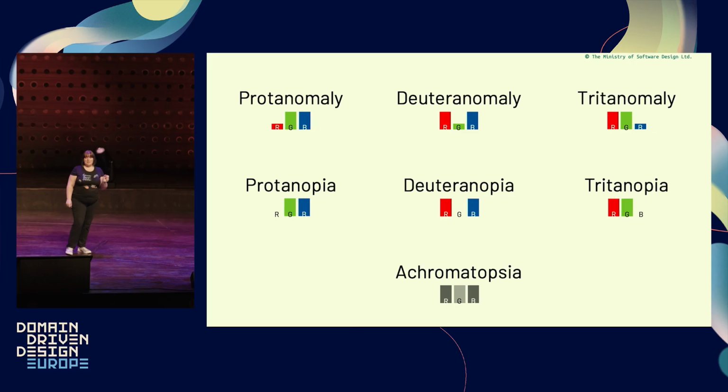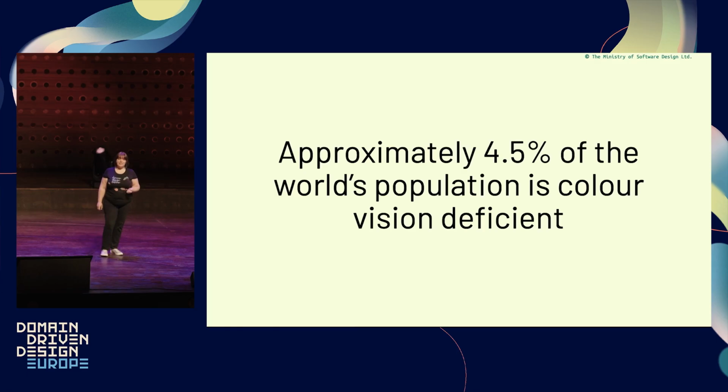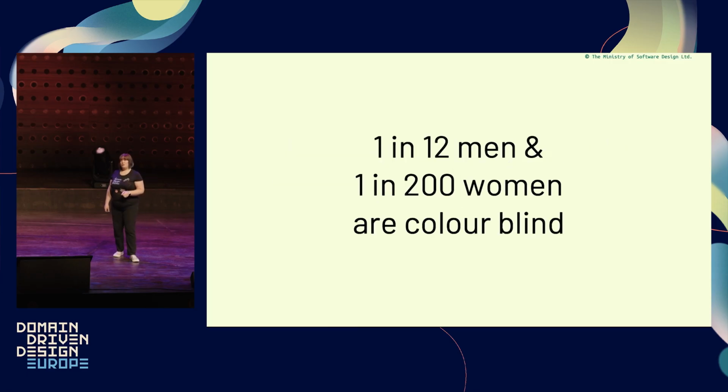And so some people cannot see a colour at all. Some people can see a colour partially. And there are some people with achromatopsia or monochromacy who cannot see colour at all. That is the most rare form of colour blindness. And it's approximately 4.5% of the world's population, which doesn't sound that much. But it's actually 1 in 12 men and 1 in 200 women.